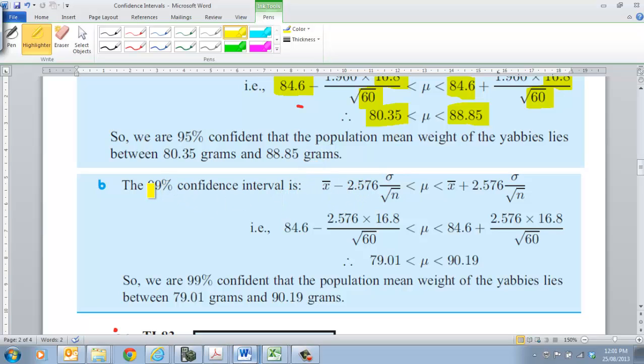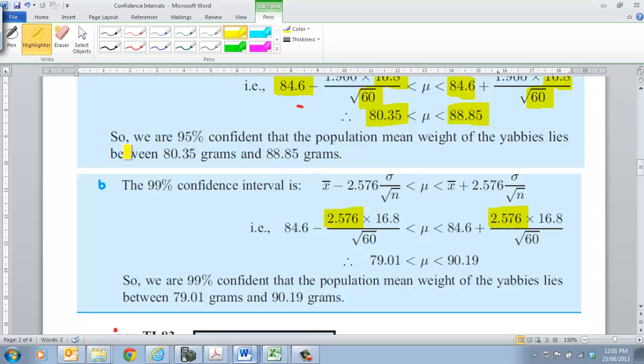Now, when you're doing a 99% confidence interval, it's exactly the same. The only thing that changes is this value, that's our value in front of the thing over there. And notice that the range widens. To be 99% confident that your mean falls inside that particular range, that range has to be widened.